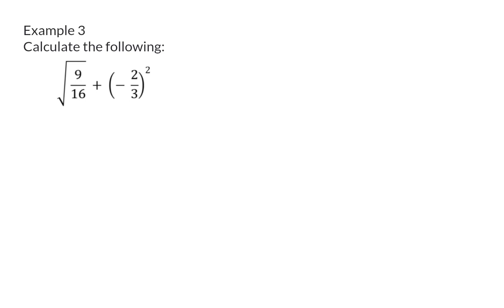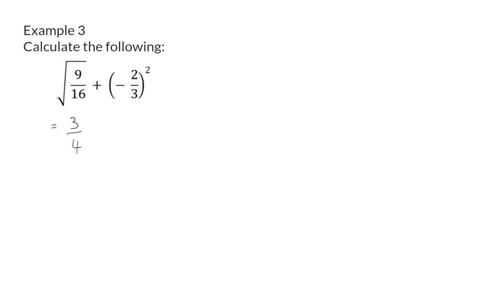Example 3. Here we now have two terms, one with a square root and the other with a bracket squared. Even though, according to order of calculations, my first step is to calculate the bracket, I can, in that same step, simplify the first term by determining the square root. This can be done by determining the square root of 9 and the square root of 16.